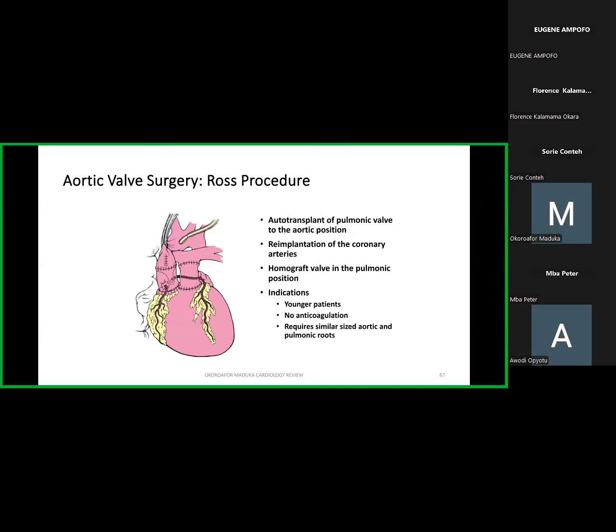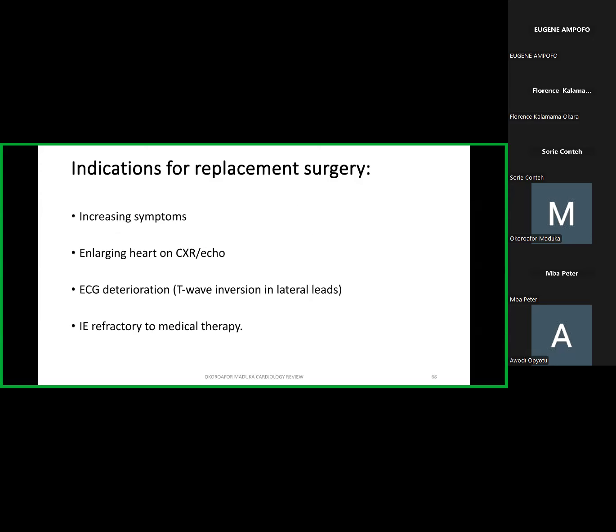So this is what the Ross procedure entails. Simply means taking out the pulmonary valve and putting it in place of the aortic valve while you now use the homograft, okay, for the pulmonic position that you've removed its valve from. So that's basically what the Ross procedure is all about. So indication for replacement could range from increasing symptoms, enlarging heart on chest X-ray, infective endocarditis refractory to medical treatment.